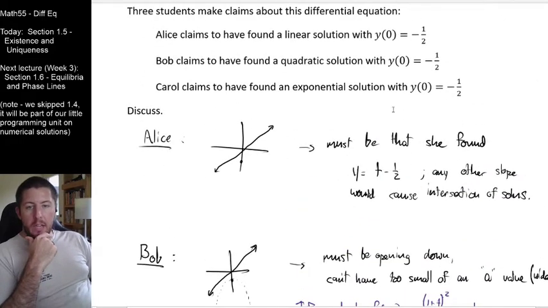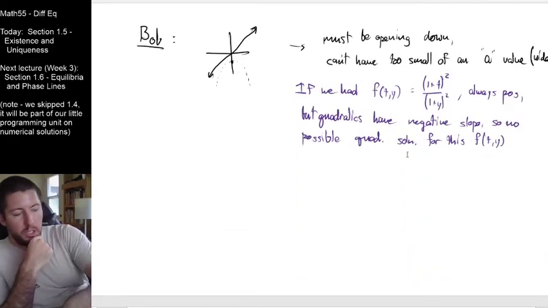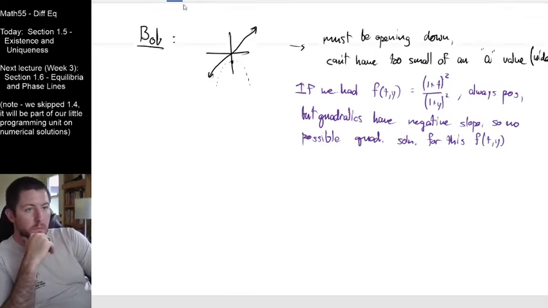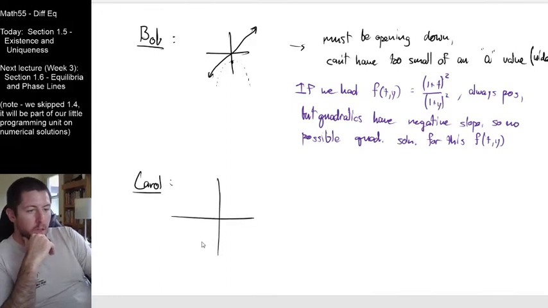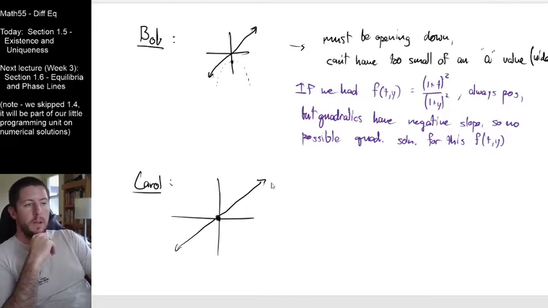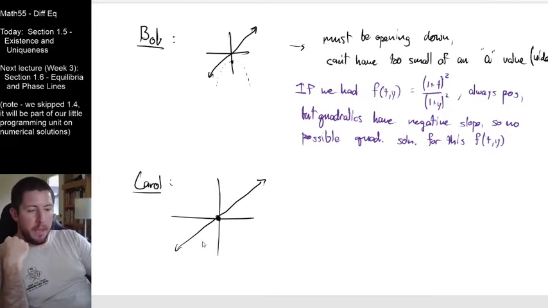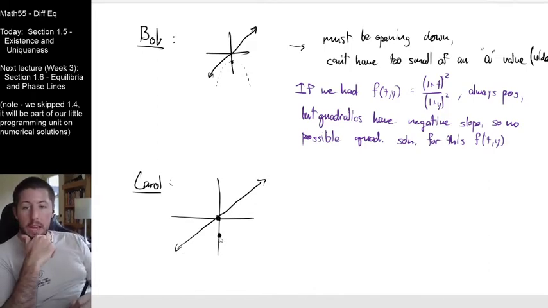Finally, we got Carol. Carol's claiming to have found an exponential solution. Again, got ourselves a nice linear solution, already known, going through 0, 0. Right, there's our y equals t once again. Could there be an exponential solution that passes through 0, negative 1? And it looks like now the answer is probably yes, right? It looks like I could fit an exponential through here.